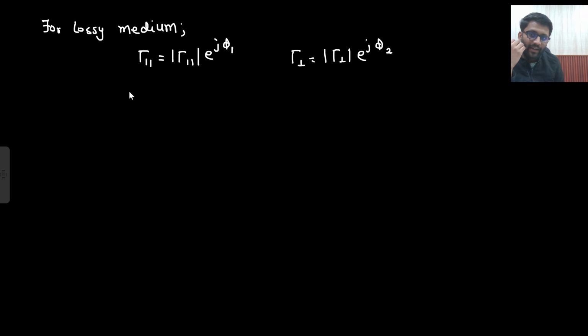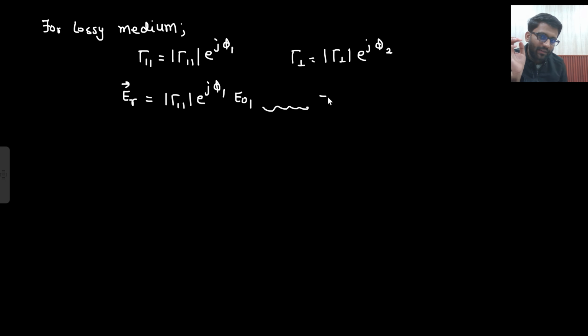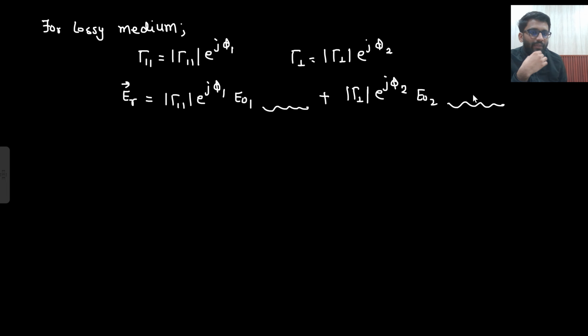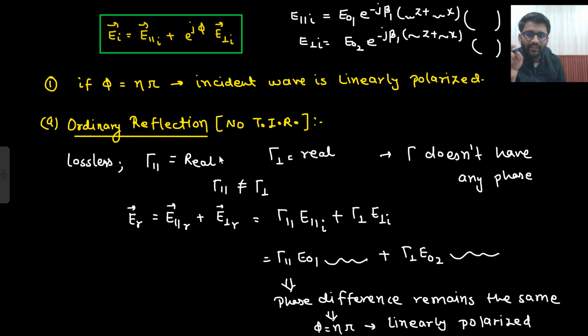So what will happen now? If I write down my reflected electric field, this is your reflection coefficient, and it will be multiplied with E01, and something would come here, plus this is your reflection coefficient, and it will be multiplied with E02, and something would come here. What was this component? This was the perpendicular component, and this was the parallel component. Now, previously the phase difference was 0. Here I consider phase difference to be 0.